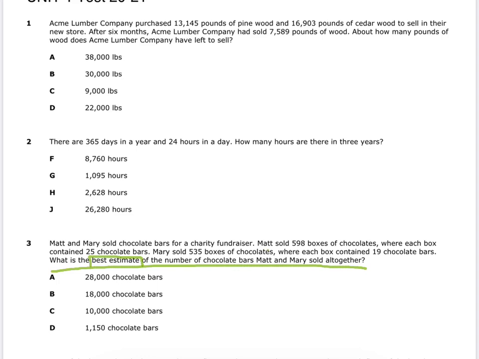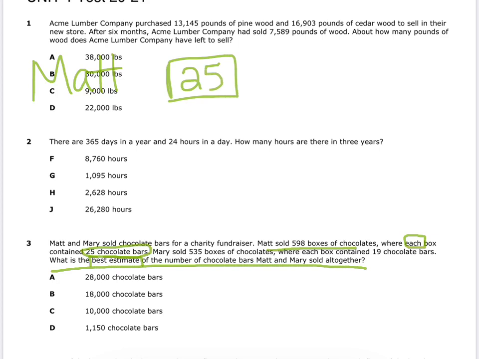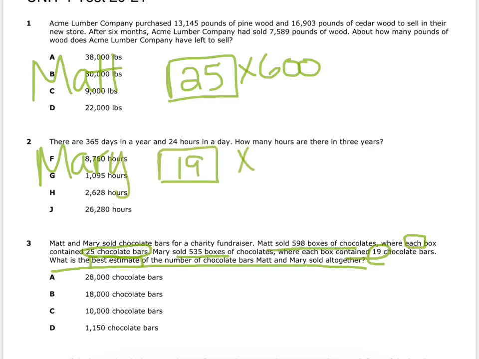So I know that Matt sold 598 boxes, and each box had 25. So Matt, each one of his boxes had 25 chocolate bars, and he sold 598, which is about 600. Right? Okay. Mary sold 535 boxes of chocolates, and each contained 19 chocolate bars. So Mary had 19 in each box, and she sold 535, which is approximately 500.